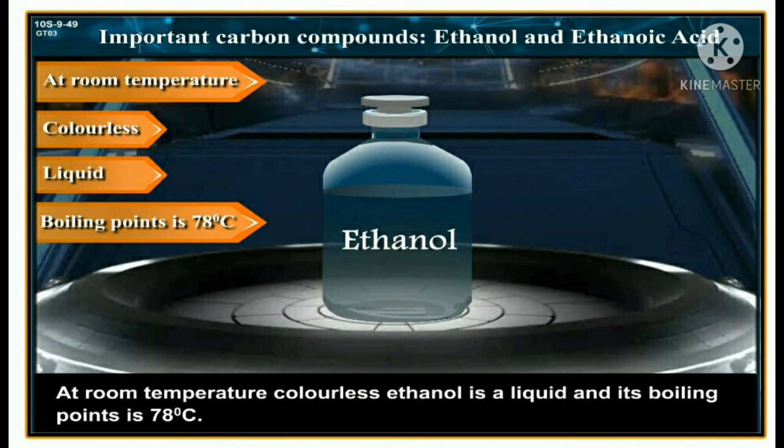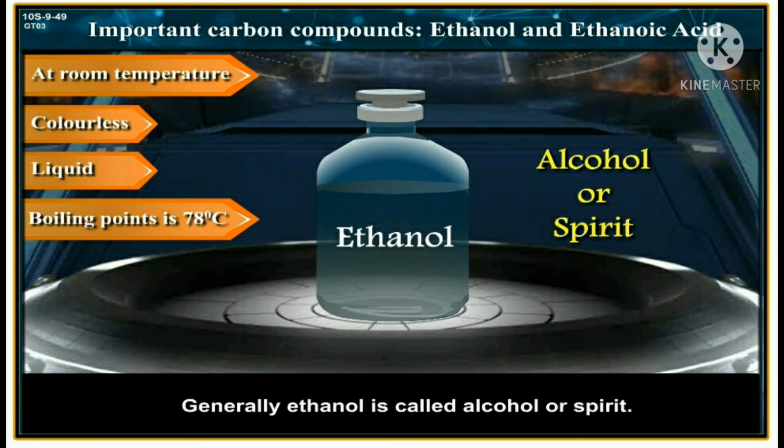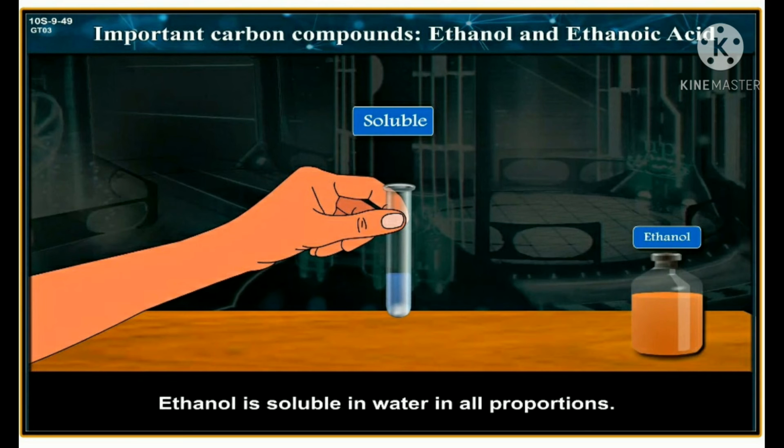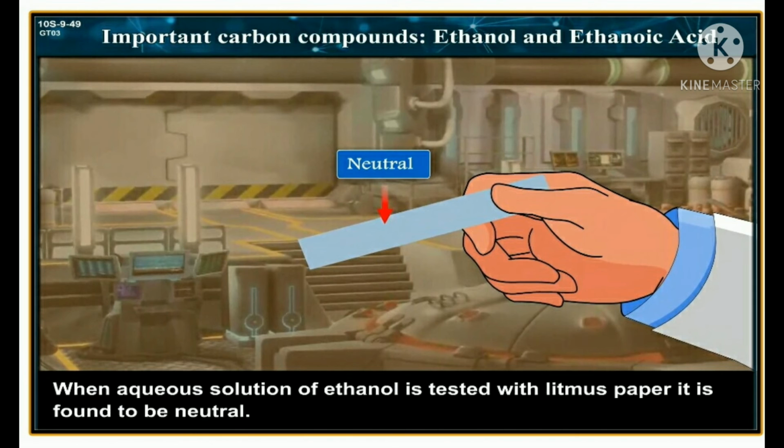Ethanol. At room temperature, it is a colorless liquid and its boiling point is 78 degrees Celsius. Generally, ethanol is called alcohol or spirit. Ethanol is soluble in water in all proportions. When an aqueous solution of ethanol is tested with litmus paper, it is found to be neutral.